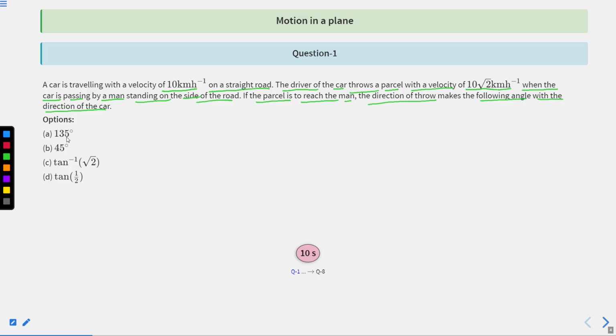Option A is 135 degree, option B 45 degree, option C tan inverse root 2 and option D tan inverse 1 by 2. So which one is correct? You have 10 seconds to solve this question. After 10 seconds, we will provide the solution.